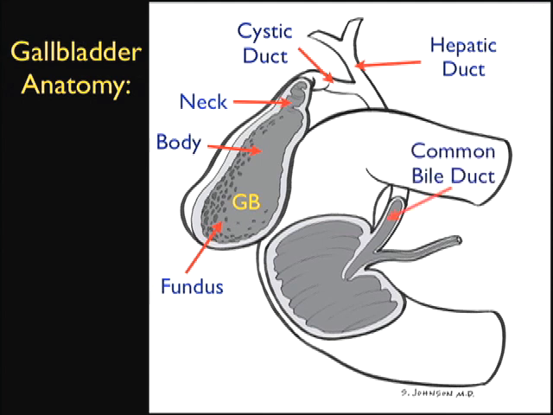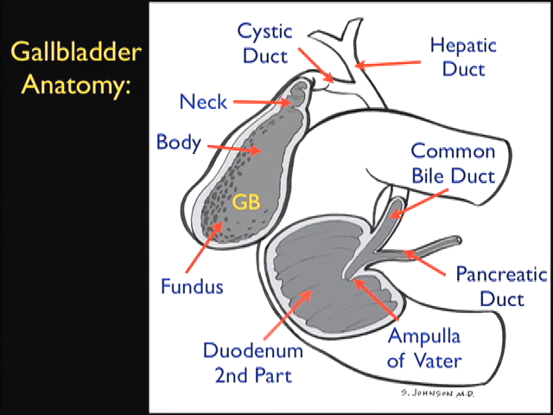Once the cystic duct joins into the hepatic duct, the duct becomes the common bile duct as shown to the lower aspect of the image. Recall that the pancreatic duct, bringing pancreatic secretions, joins into the common bile duct at the ampulla of Vater to dump the secretions into the second part of the duodenum.